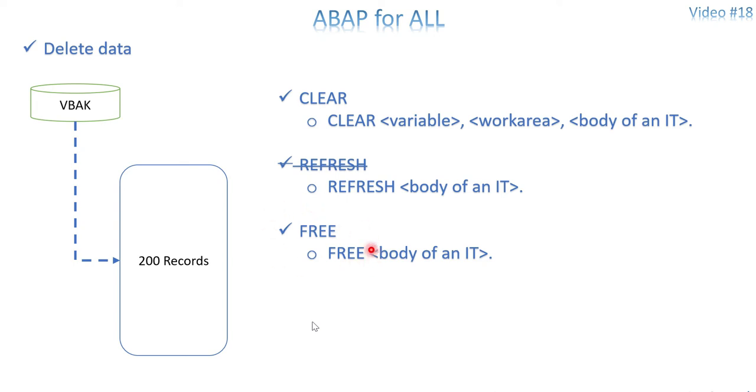So make sure you are not using your internal table after the free statement, then only you can use free. Normally we use it at the end of the report or at the end of the scope of the body of an internal table. And another one is delete. This delete also will clear the data from the body of an internal table, but with a condition. So all these like clear, refresh or free, you won't clear the data based on the condition, but delete, yes. By delete, you are able to do it with conditions.